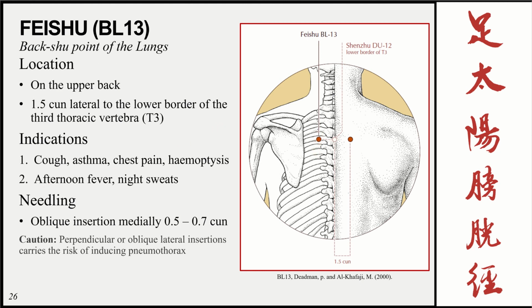Okay. This one, now because it's the lung back shu, it has special functions, and these functions are based on which shu point it is. So for this point, its special functions are that it treats disorders of the lung, the organ itself. So what you can see here is some disorders of the lungs, such as cough, asthma, chest pain, hemoptysis, coughing blood, and then afternoon fevers and night sweats. And then the insertion is still the same, and the same caution here.